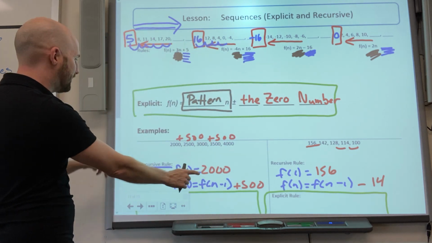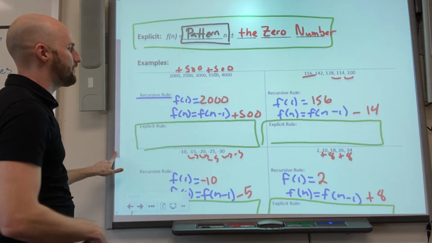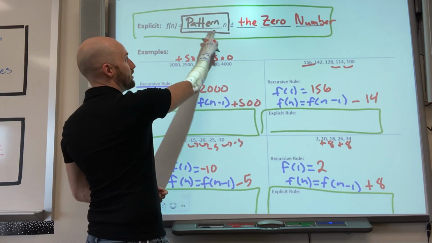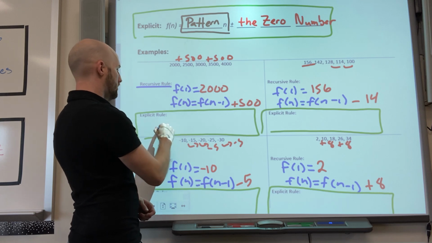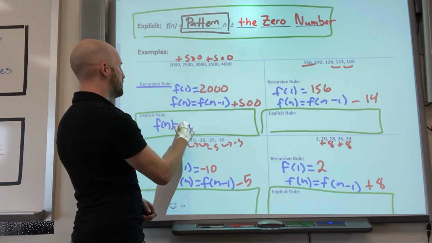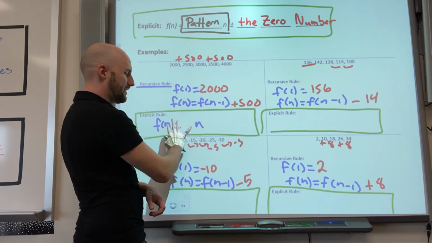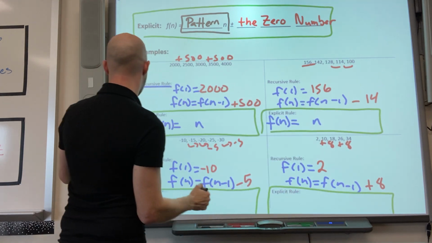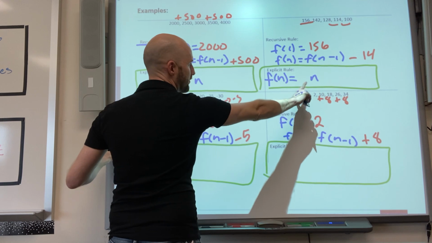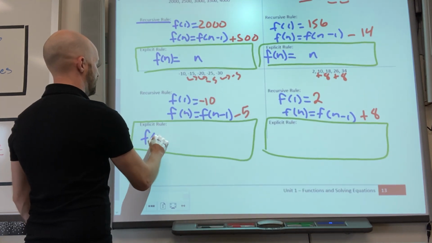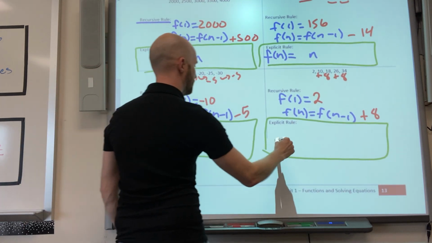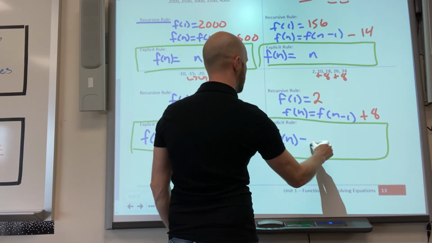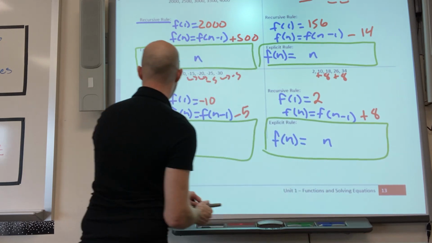All right, so let's practice this down here. So remember, what is the pattern? So f of n equals something like this. F of n equals, leaving space for the pattern. F of n equals, okay?